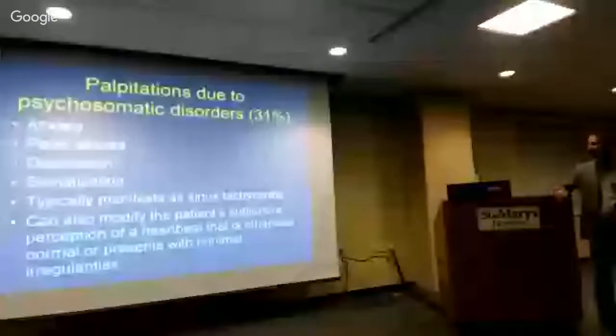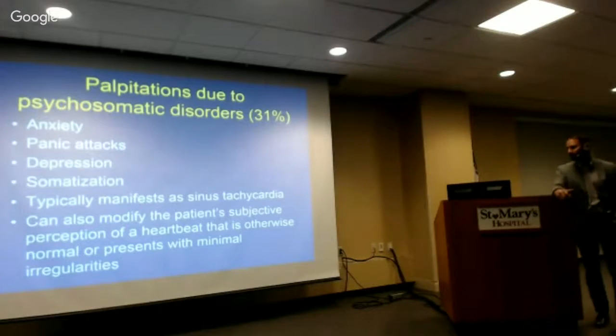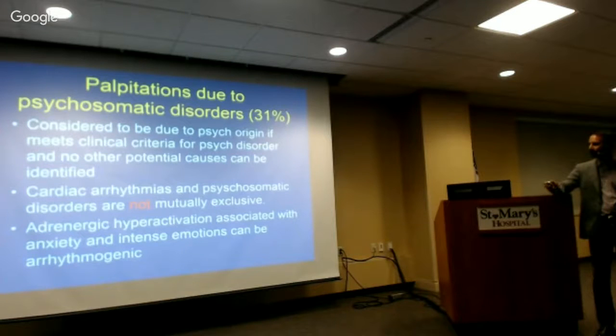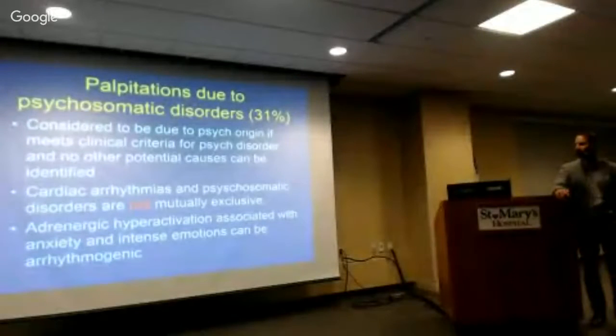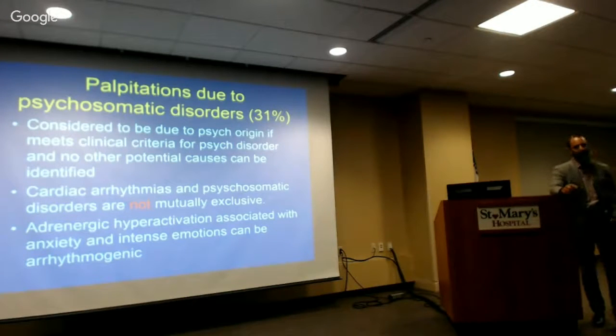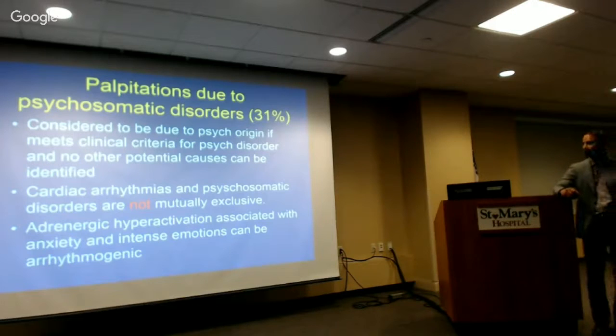These underlying states can also modify the patient's subjective perception of a heartbeat that is otherwise normal or presents with minimal irregularities. This is a key slide that I want to spend a minute or two on. The problem with this situation is that there's a huge overlap between patients that have an underlying psychiatric disorder or psychosomatic behavior and have arrhythmias. And the reason is that cardiac arrhythmias and psychosomatic disorders are certainly not mutually exclusive.